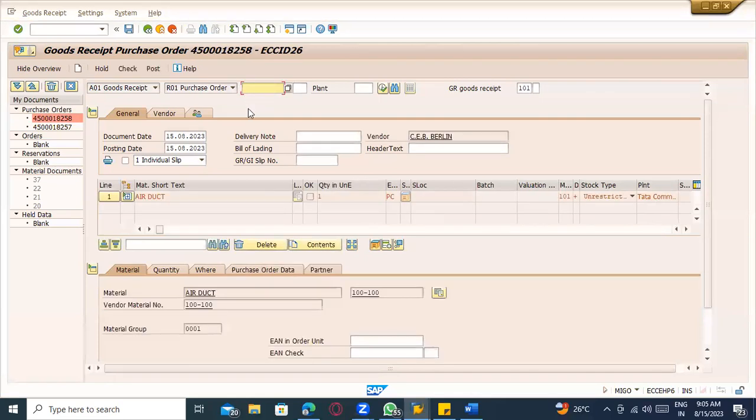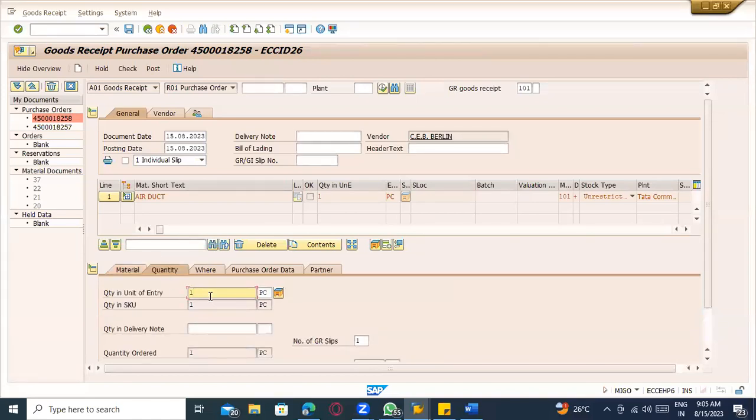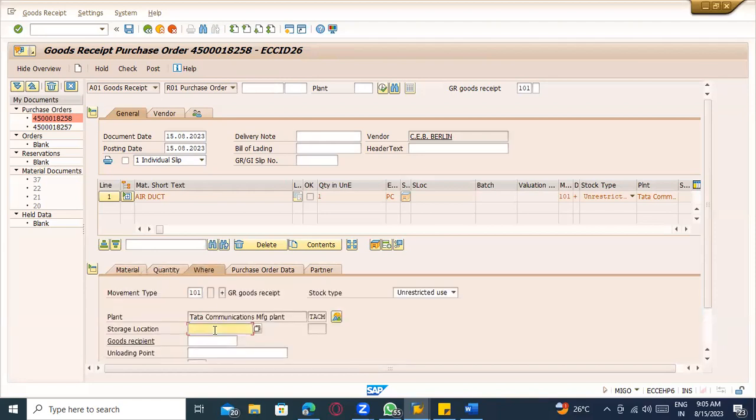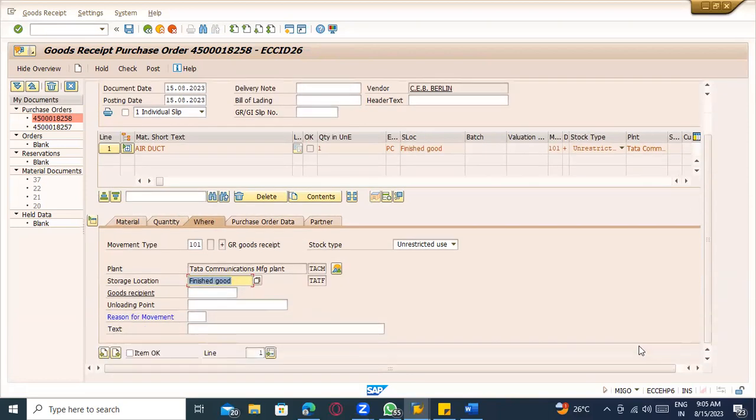Okay. So goods receipt, purchase order, and the purchase order number. Then you can see the final product, how much you ordered, one piece. So that one piece, just validate whether you received or not received, and where you want to receive the stock, in which storage location you want to put that stock. Okay, just mention that, and you can put that.